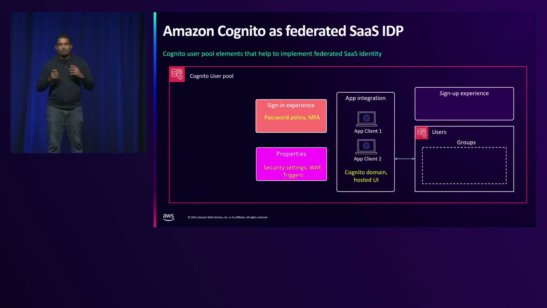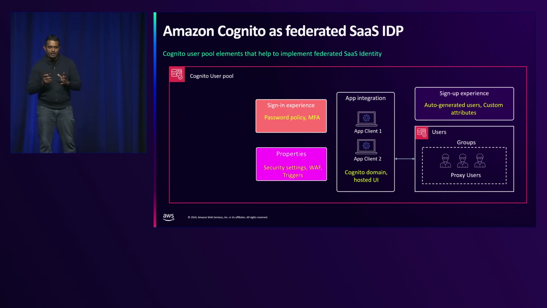However, as a part of the federation workflow, these users will anyway be created in Cognito or in SaaS IDP automatically, and we call them proxy users, and they have only the user details with them, and those user details will entirely be managed by respective corporate IDPs. In other words, SaaS provider has nothing to do with these user details because they are automatically being created.